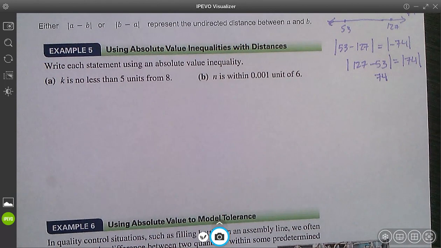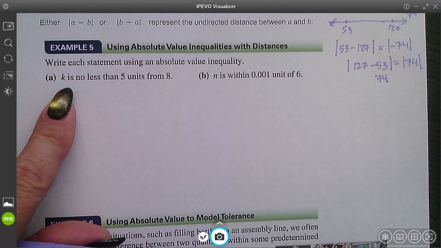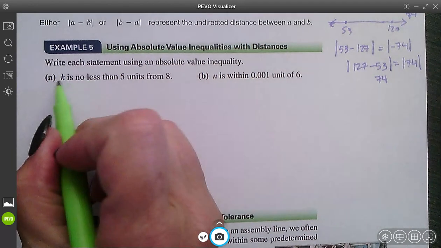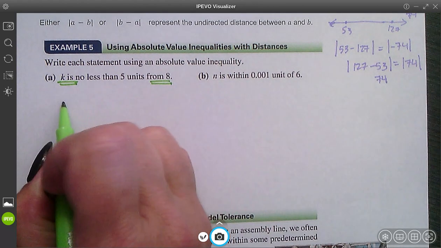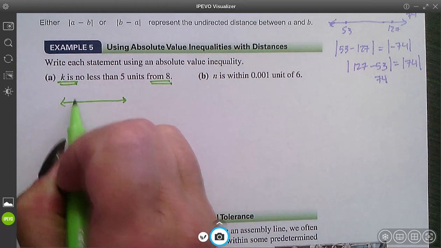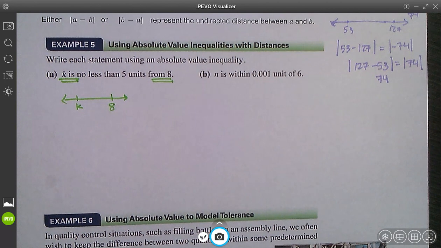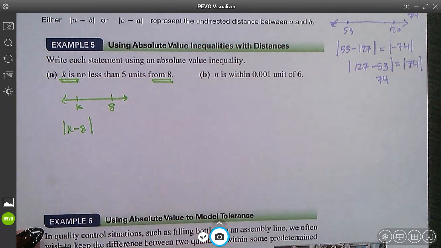So we're going to use this to write statements showing that something like K is no less than 5 units from 8. So I'm wanting to know the distance between K and 8. So on a number line, the distance between K and 8. So I have choices. I can say the absolute value of K minus 8, or I can say the absolute value of 8 minus K.